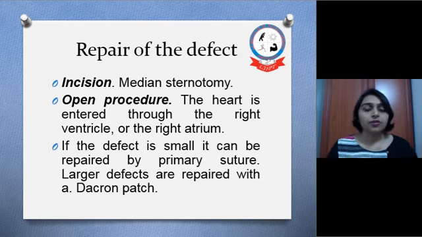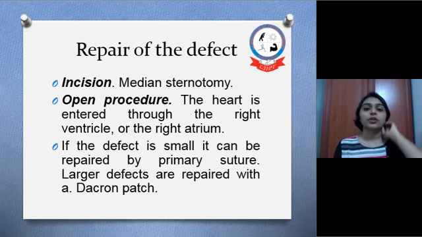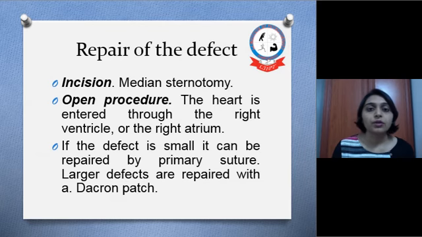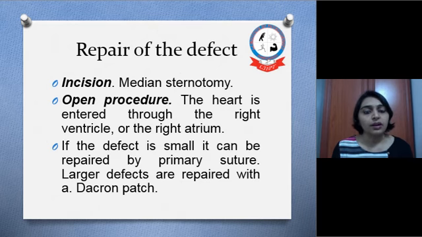Next is relief of the defect, repair of the defect. If the child is 3 to 4 years of age, then we can plan a surgery in which we can repair the defect. For that also we take a median sternotomy incision. It is an open procedure, that is open heart surgery. The heart is entered through the right ventricle or right atrium.